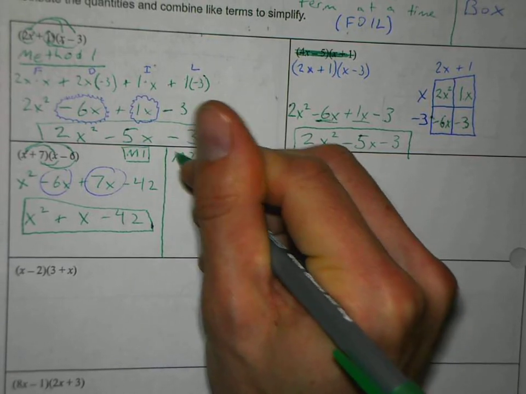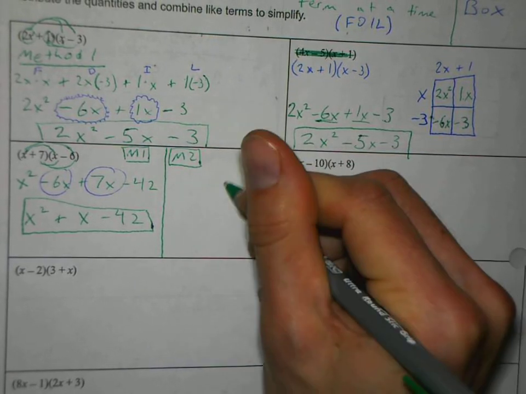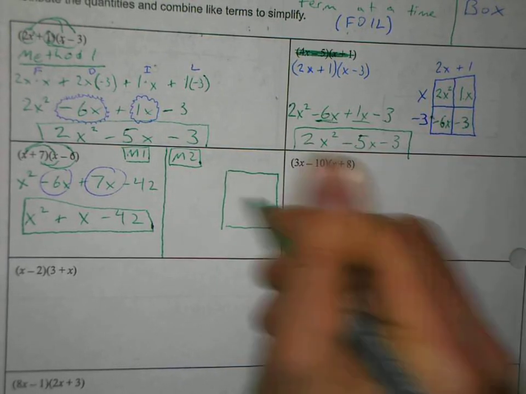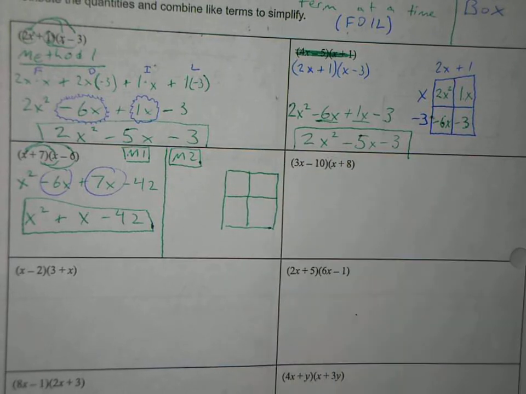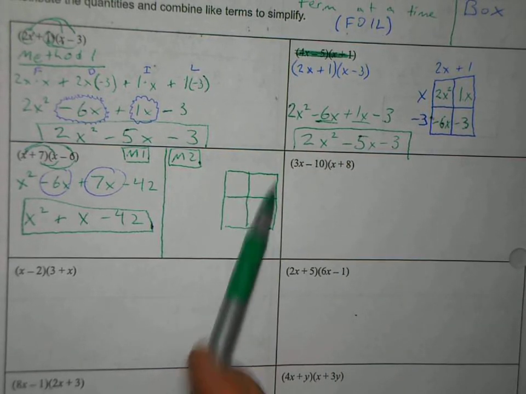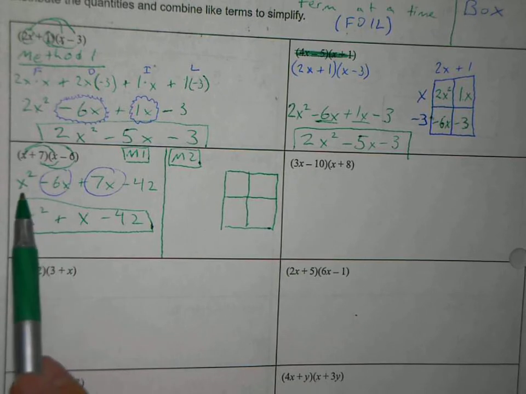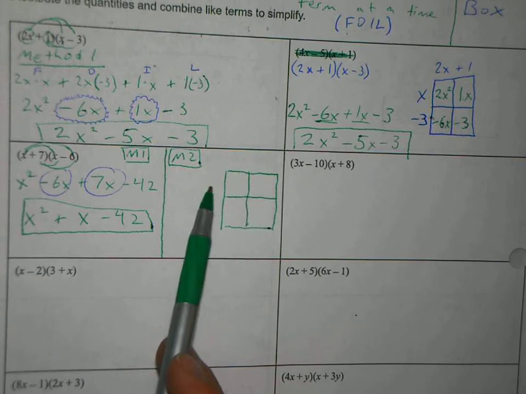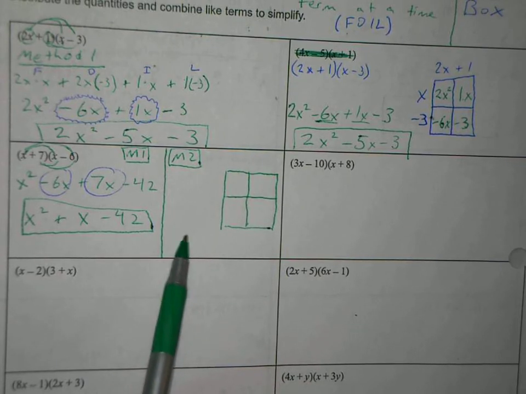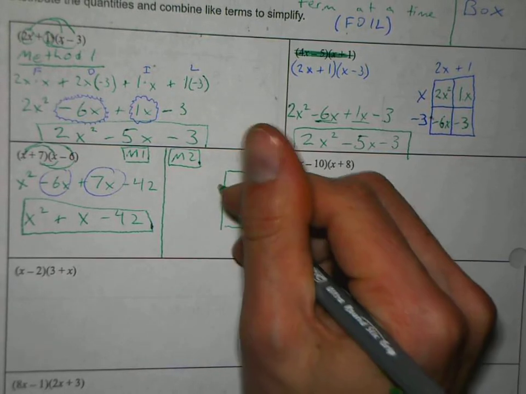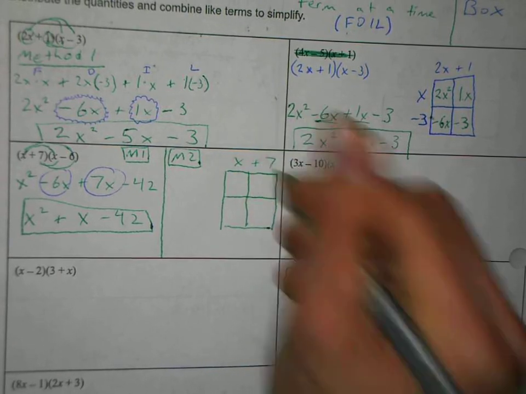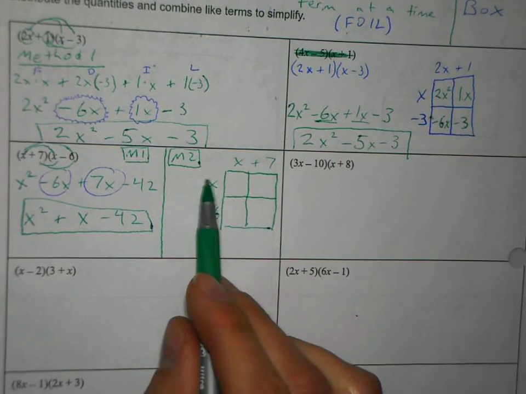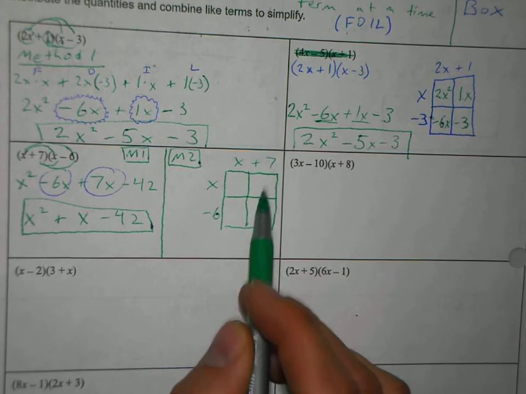Method 2, I'm going to draw a box, another simple shape. And again, the box is just a picture that helps me get these same 4 terms in a slightly different way. So I might put the x plus 7 here and the x minus 6 there. It actually doesn't matter which side goes in which spots. So I'm going to put the x plus 7 here and an x minus 6. And then I'm going to fill in the 4 boxes.